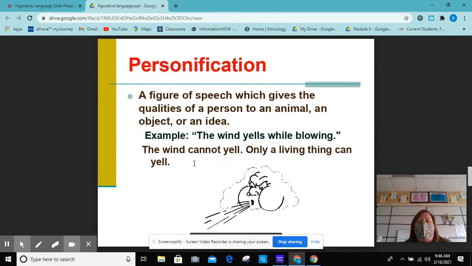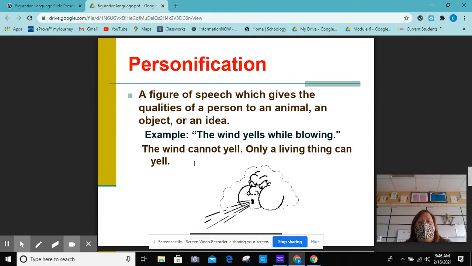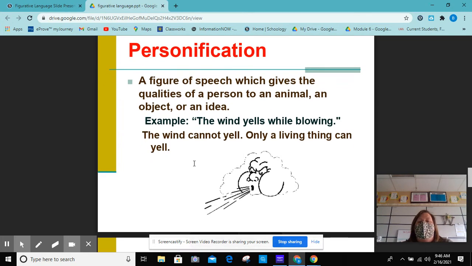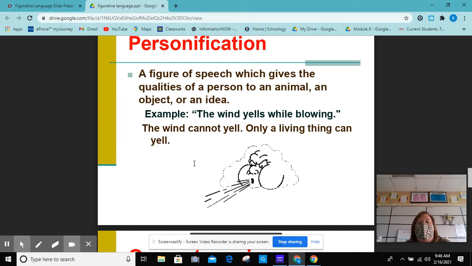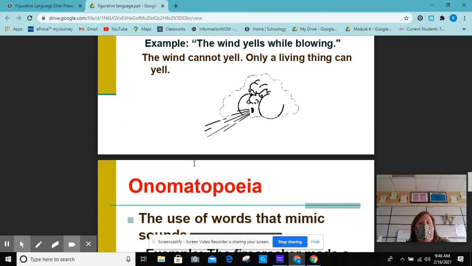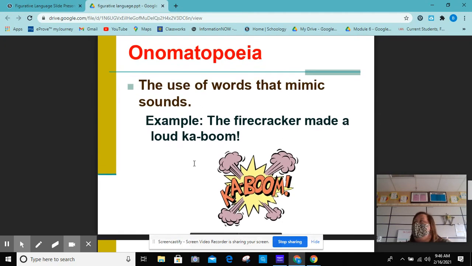Personification, a figure of speech which gives the qualities of a person to an animal, an object, or an idea. The wind yells while blowing. What object have we given a human characteristic? The wind. And what human characteristic did we give the wind? The ability to yell. Yell is something that a human would do. Only a living thing can yell. The wind cannot yell.